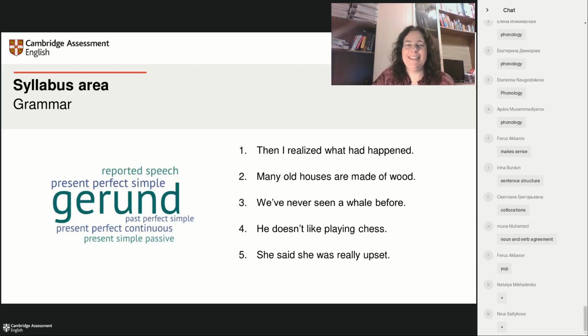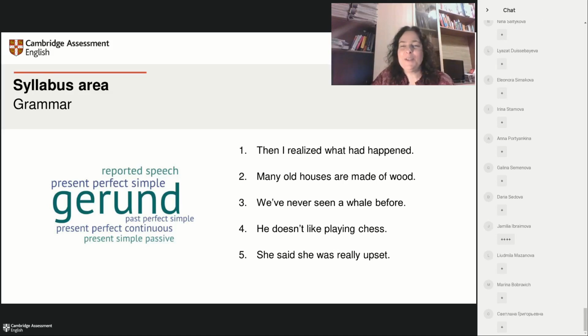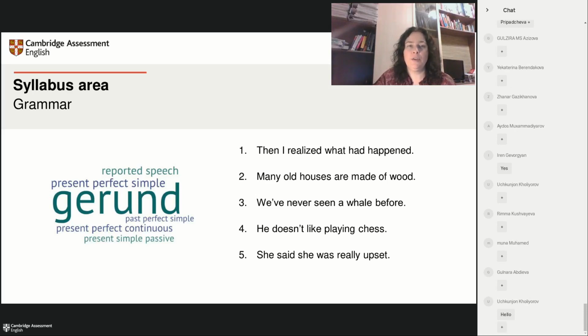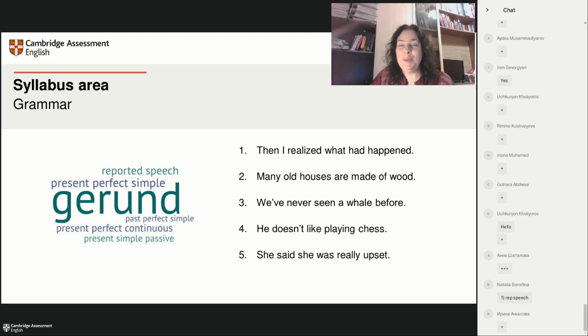Oh, great. So perhaps you're well prepared for this test, right? You don't need much preparation. Let's have a look at these sentences. I'll give you a moment to read them all and to decide which is which: which is an illustration of gerund, which is an illustration of present simple passive, and so on. If you're ready, type in your answers in the chat box. Off you go.